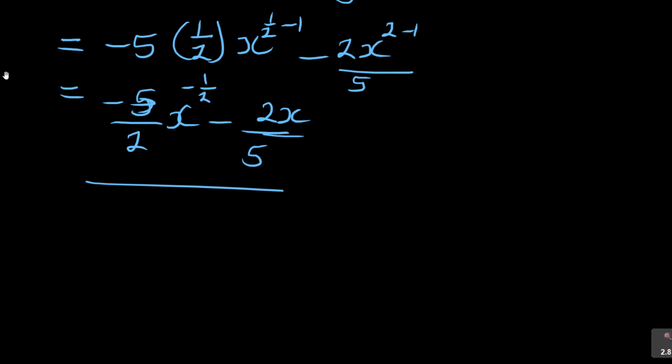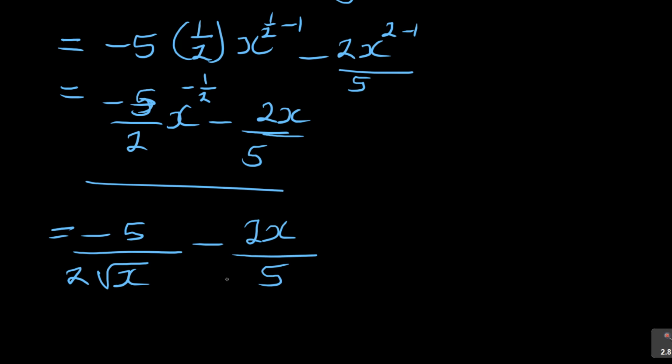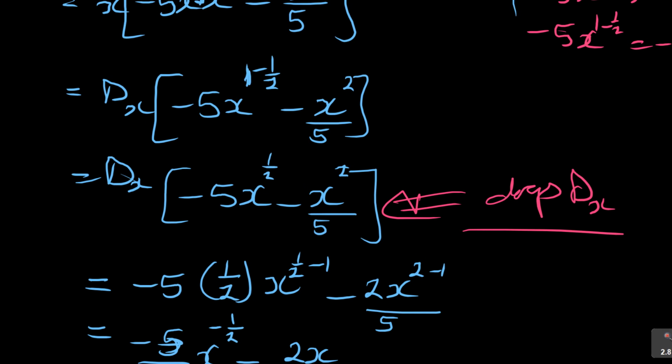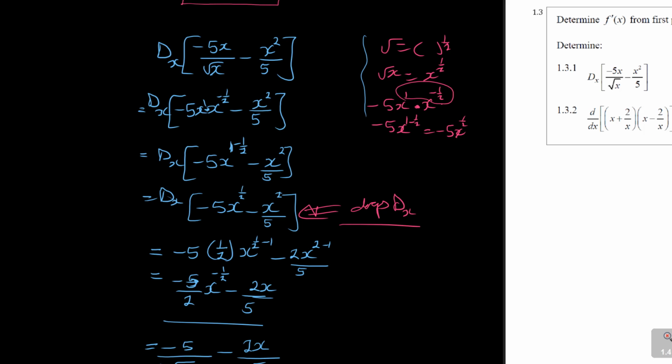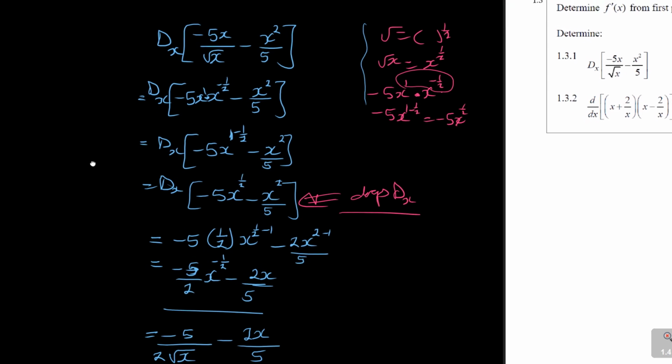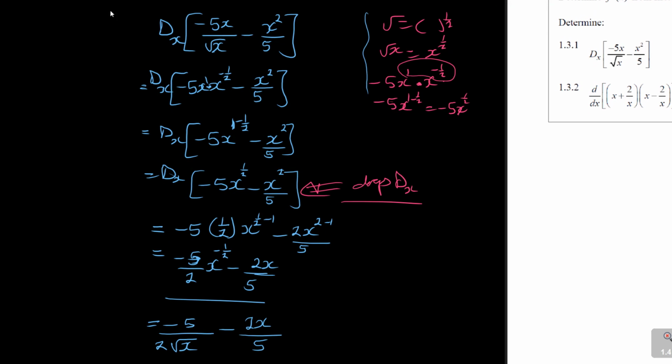You don't have to do much. Leave it like that if you have done it. But if you want to continue, it will be minus 5 over 2x to the power half, which will be square root of x here, minus 2x over 5. If you want to continue, but that was not necessary. Are you with me? Okay, so that is that. You can leave it like that.